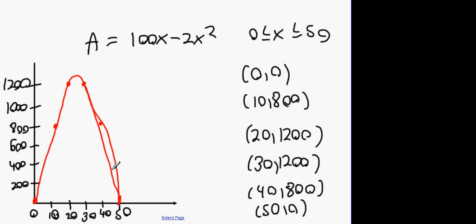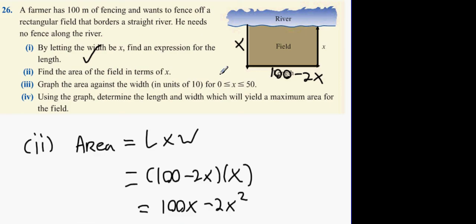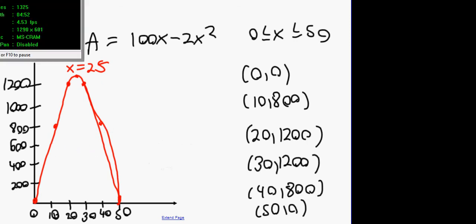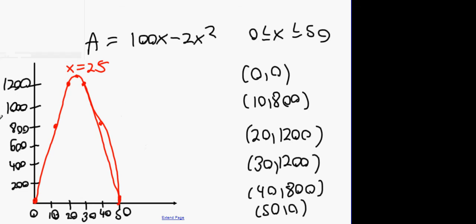Okay, guys. Brings us back to the question. We drew the graph. Done. Using the graph, determine the length and width that will yield a maximum area for the field. Well, this maximum point should come halfway between 20 and 30. Therefore, the x value should be 25. Okay, when the x value is 25, now what happens next is, guys, it's 25.